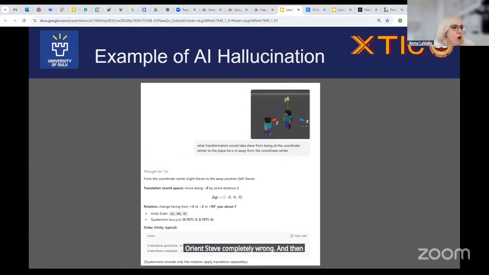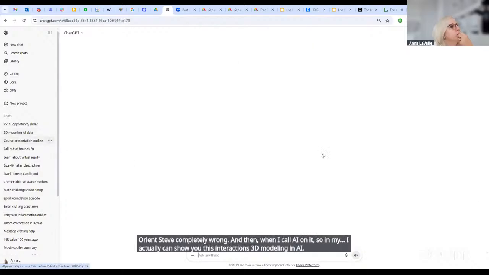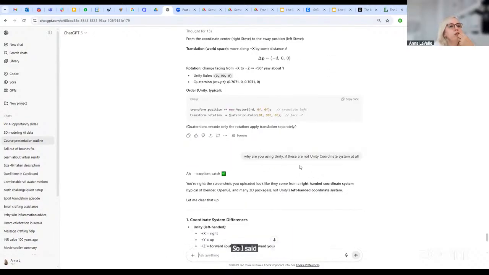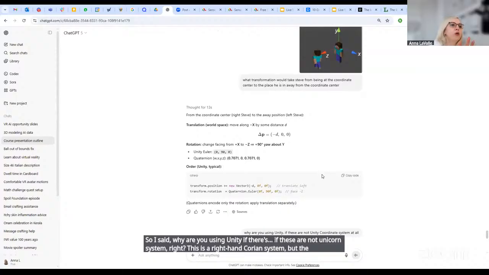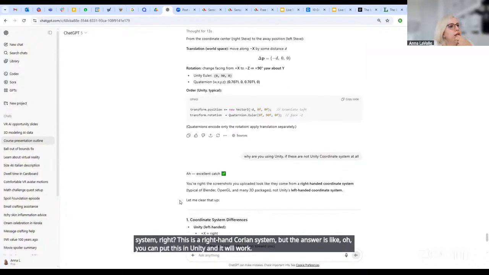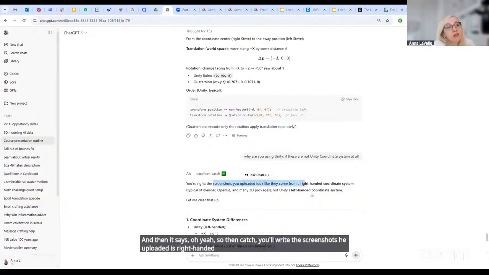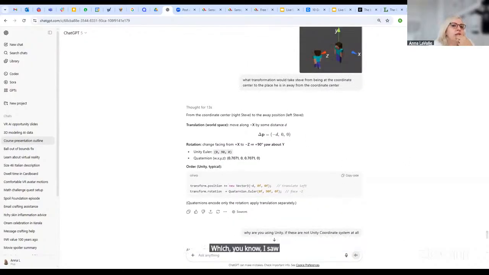And then when I call AI on it, I can actually show you this interaction, 3D modeling in AI. Is it this one, of course? Let's see. Yeah, this one here. So I said, why are you using Unity if these are not the Unity coordinate system, right? This is a right-handed coordinate system, but the answer is like, oh, you can put this in Unity and it will work. And then it says, oh yeah, excellent catch, you're right. The screenshot you uploaded is a right-handed coordinate system and Unity is a left-handed coordinate system. So this was all wrong, which I saw. So again, let's go back to my slides.